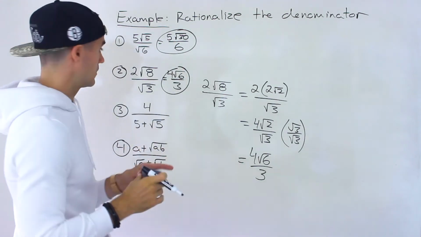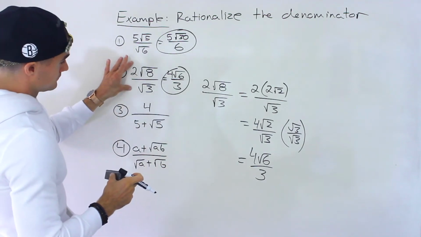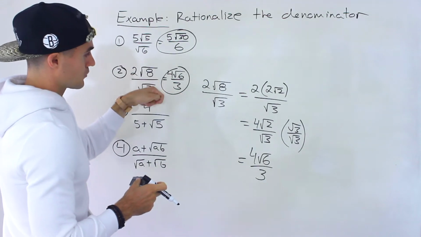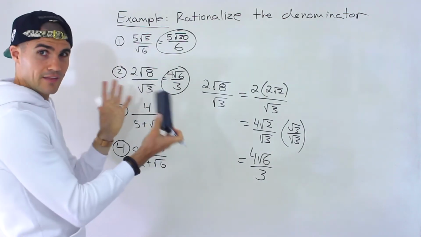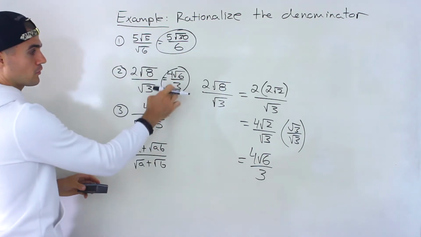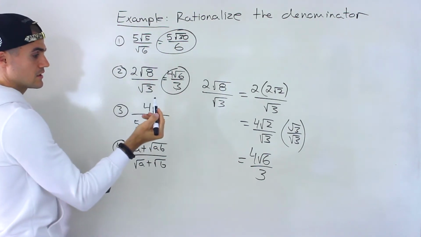If you have a calculator, you could plug this in, get the decimal value, and then plug in 4 root 6 over 3, get the decimal value, and the decimals should be the same. Right? Notice how for both of these, there's no more radicals in the denominator.